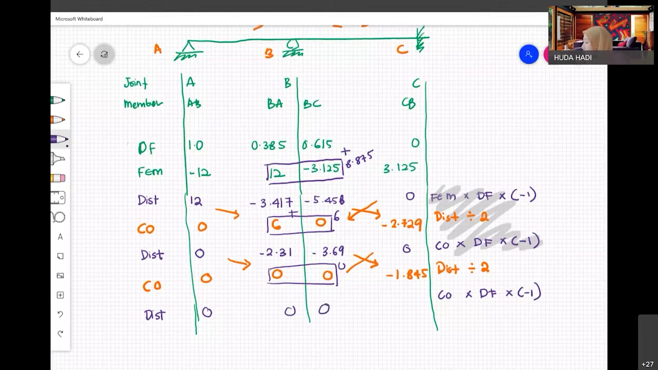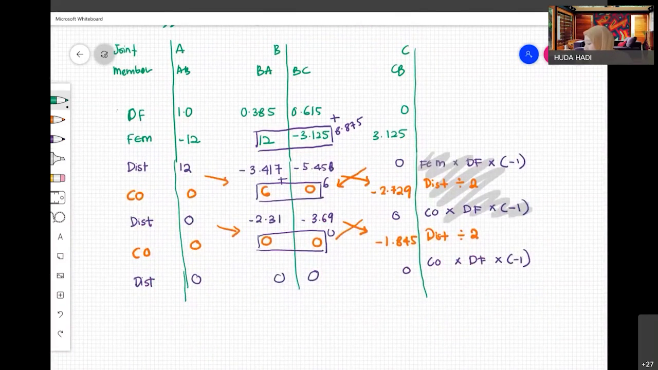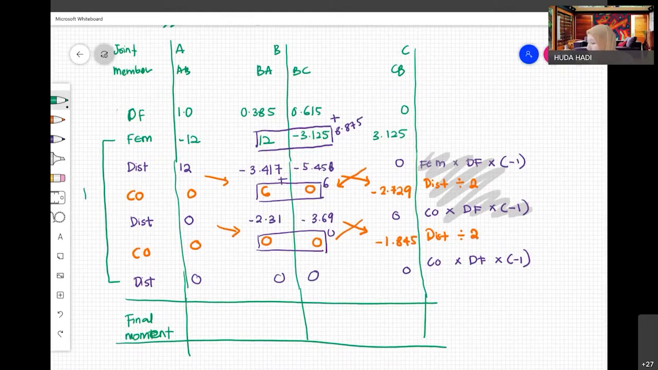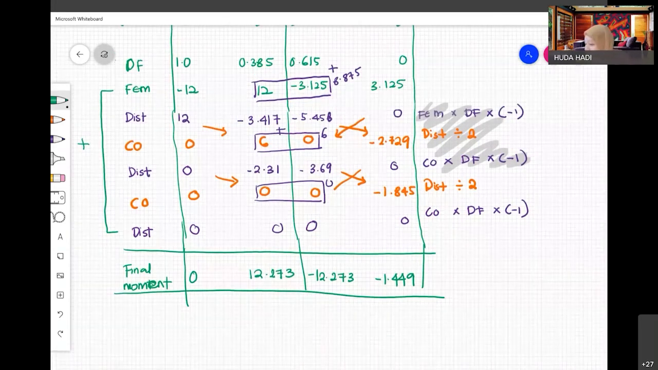Okay, and last kali pun dah kosong dah because negative 1.815 times with 0 and times with negative 1. Kosong. We can start to calculate for final moment ataupun total moment dia. So final moment, kira for each column dah, starting from FEM sampai distribution. Campurkan semua. So, I dapat kosong kat sini. So, kita boleh kira reaction.